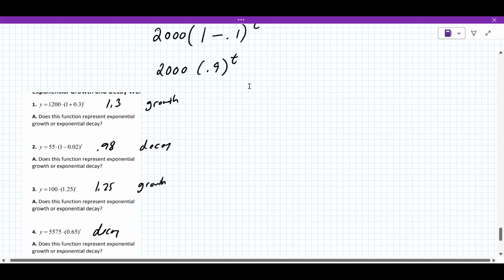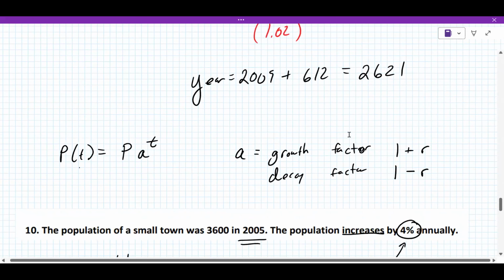Okay. So the main takeaway is this whole growth factor, whether it's growth or decay, you add or subtract and go from there. Okay. All right. Well, I think that's going to do it for us for tonight.